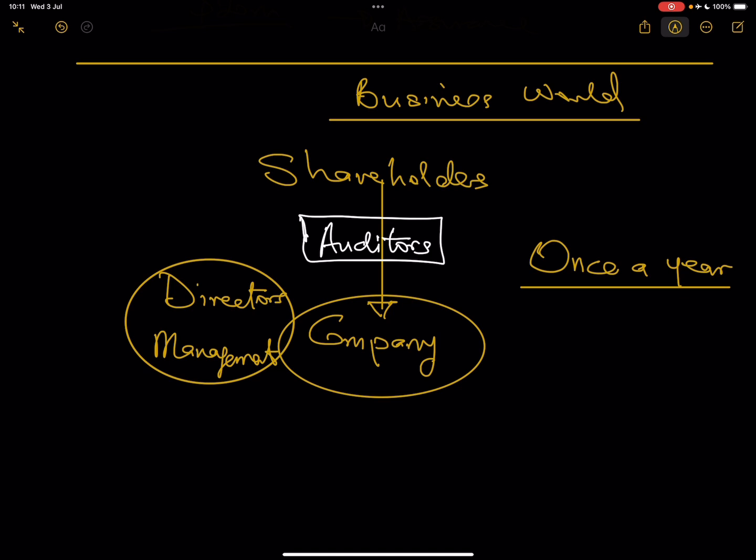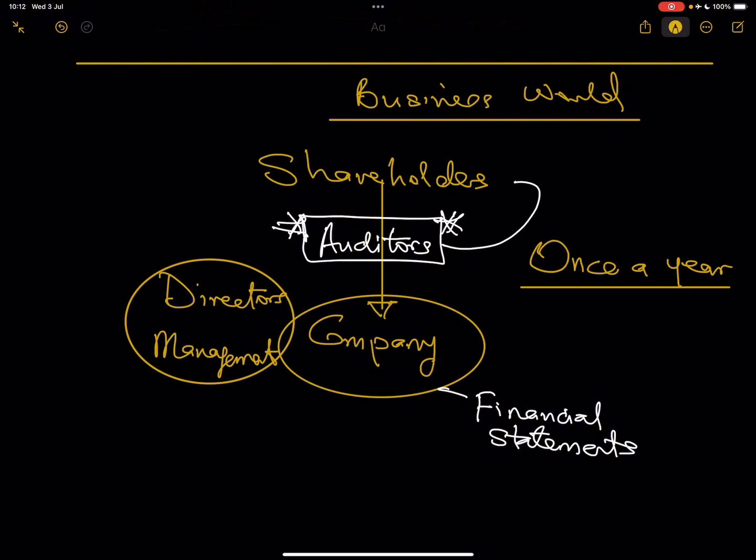Because the company will always prepare financial statements to give to the shareholders. But how will shareholders know that the figures in the financial statements are correct? How do they know that the figures have not been manipulated? To get that comfort, to get that confidence, shareholders need to get auditors. And what auditors will give to the shareholders is the assurance.